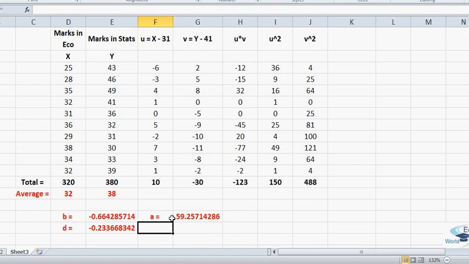Next, value of c. What's the value of c? The formula of c is x bar minus d times y bar. X bar, which is 32, minus d times y bar. So the value of c is 40.87.